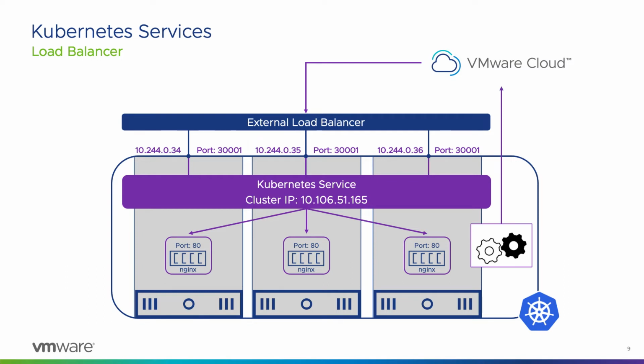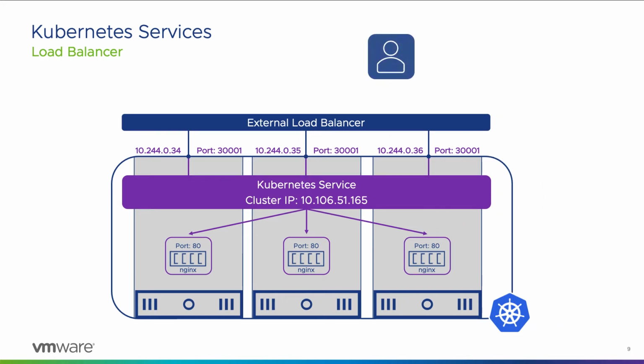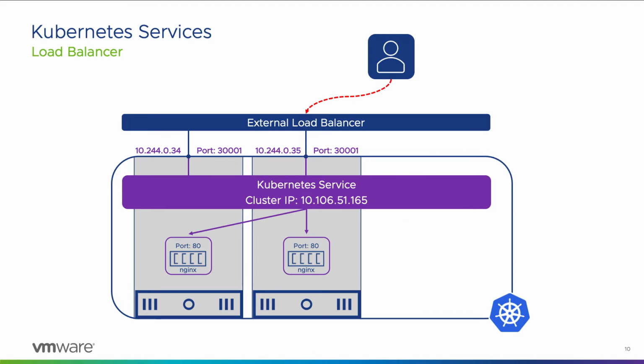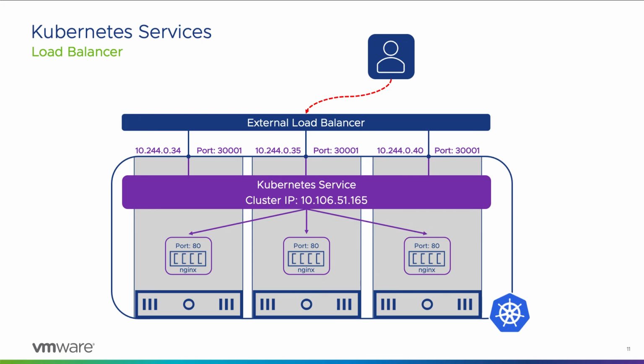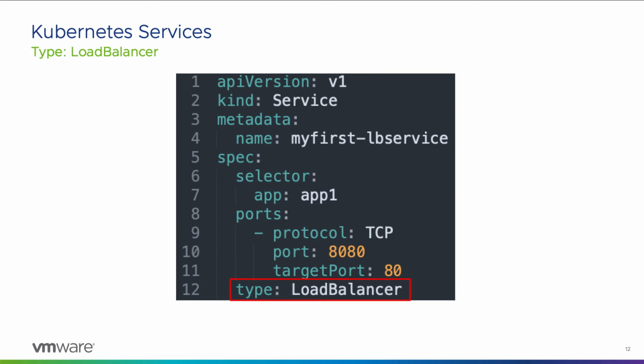In a TKG cluster on VMware Cloud on AWS, these clusters are able to request a load balancer from the cloud service and then connect them to the nodes in the cluster. And as the cluster goes through a lifecycle operation such as scaling or upgrades, the cloud controller will adjust the external load balancer to compensate for the changes. Luckily for us, to use a service of type load balancer, we only have to add one key value pair to our desired state configuration. Just add type load balancer.